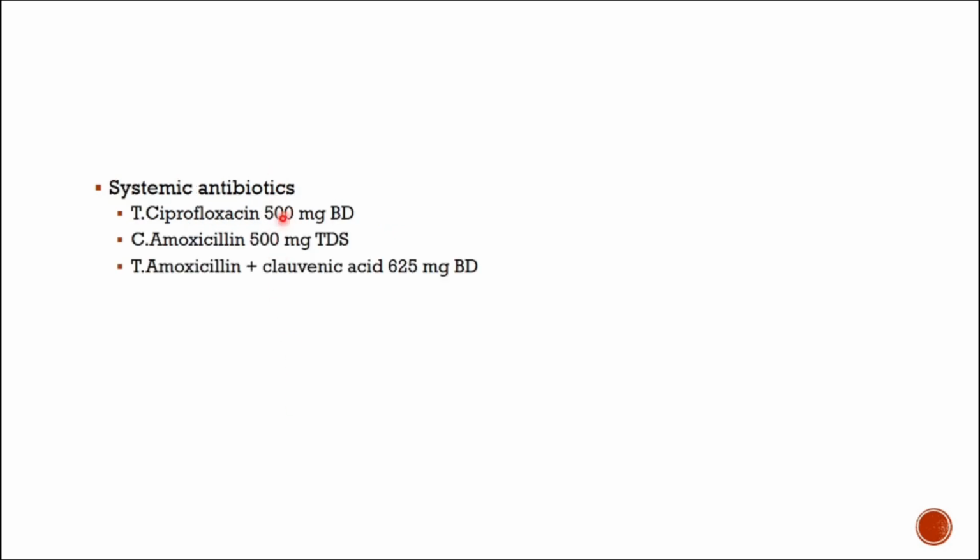These are the systemic antibiotics we routinely use: ciprofloxacin 500 mg BD, plain amoxicillin 500 mg TDS, or amoxicillin plus clavulanic acid 625 mg BD. Again, these antibiotics will change from center to center. Here we commonly use these antibiotics. In addition, you also give a systemic antihistamine. The commonly used one is levocetirizine 5 mg, which you can give either OD or BD.